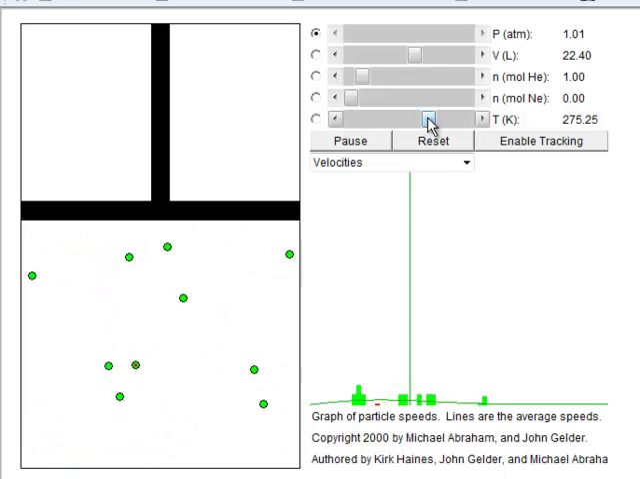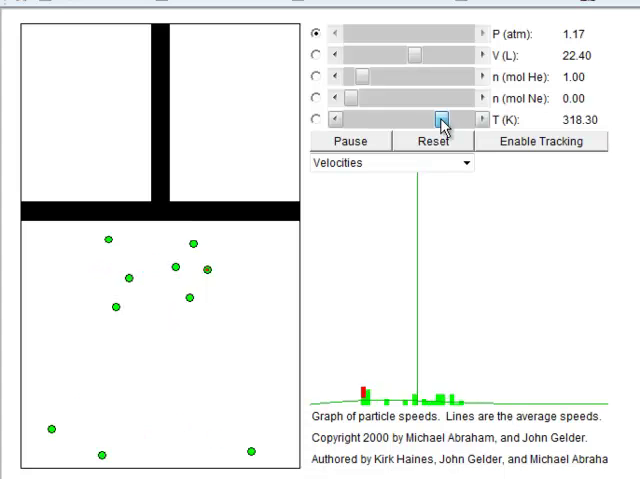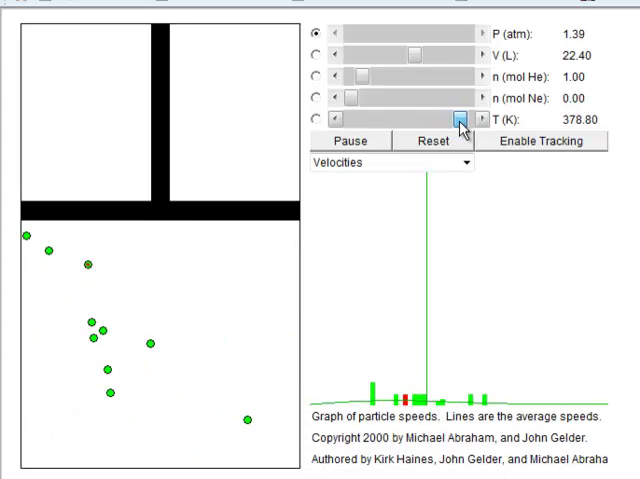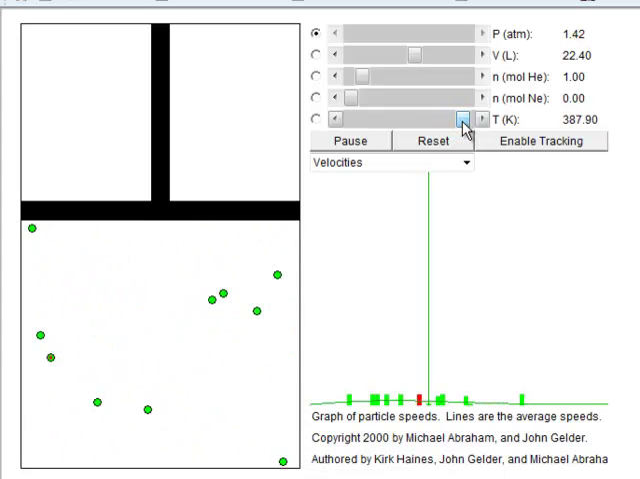If I raise the temperature, then that means the molecules start to move faster. If the molecules move faster, then they hit the sides of the container more often. And if they hit the sides of the container more often, the pressure will increase. So pressure and temperature are directly proportional. As one goes up, the other also goes up.